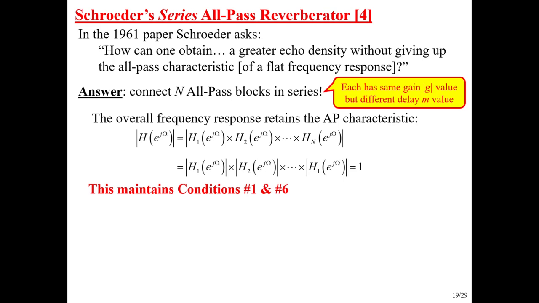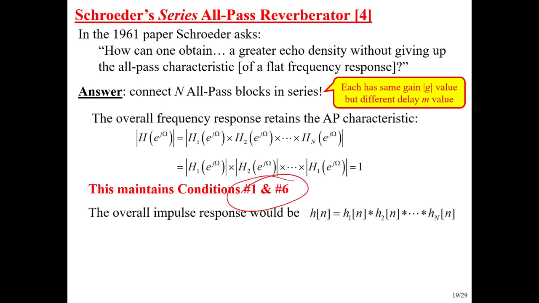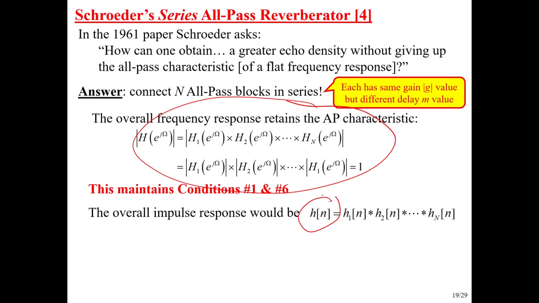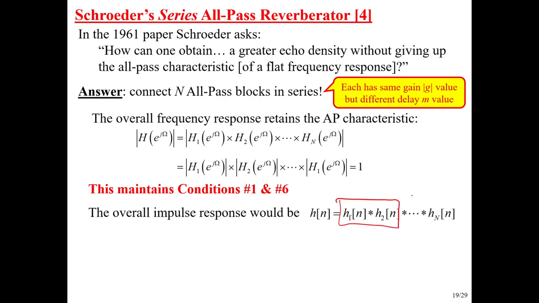So luckily, we've maintained conditions number 1 and 6. Now let's look at, so that was in frequency domain. A cascade of systems has an overall impulse response that is a convolution of all their individual impulse responses. So take these two, convolve, take that result and convolve with the next one, all the way down to taking all of those convolving with the last one. So that's how we would think about that.